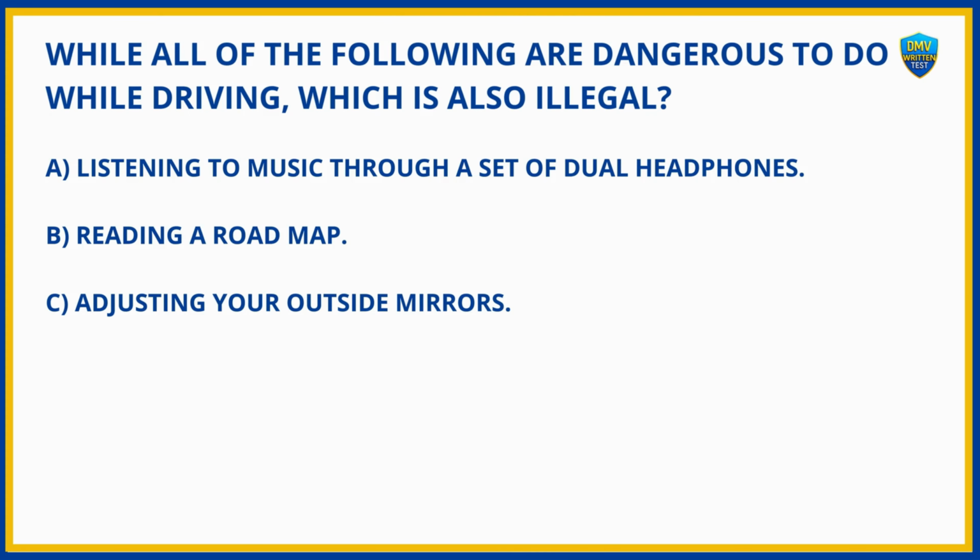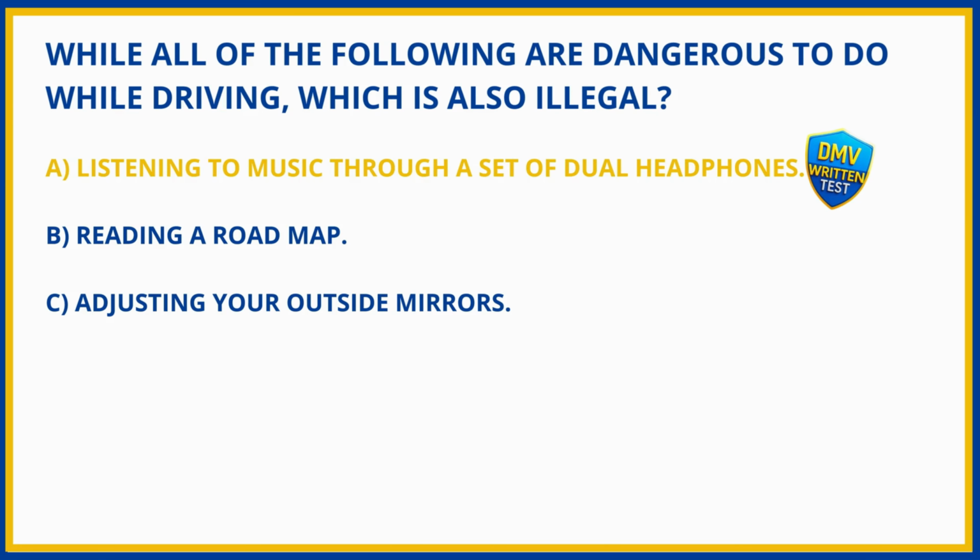While all of the following are dangerous to do while driving, which is also illegal? A. Listening to music through a set of dual headphones. B. Reading a road map. C. Adjusting your outside mirrors. And the answer is A. Listening to music through a set of dual headphones.